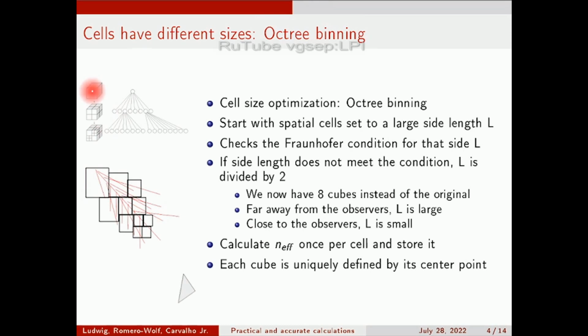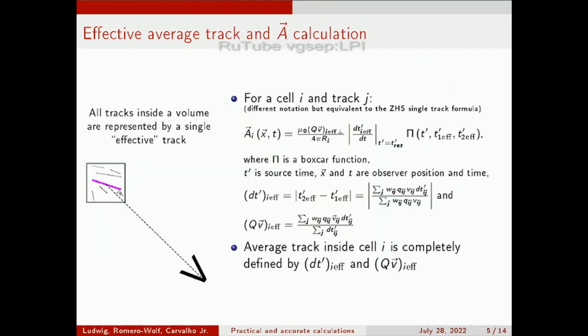So we start with a big one. If it does not satisfy, we divide it into 8. So you end up with 8 new volumes. And we go on. If, for example, this one does not satisfy, we divide it into 8 and so on. Once everything is divided and all the conditions are satisfied, we then do the heavy stuff, which is the calculation of that effective refractive index, that integral. And we just calculate it once per cell and store it, so we can use it later.